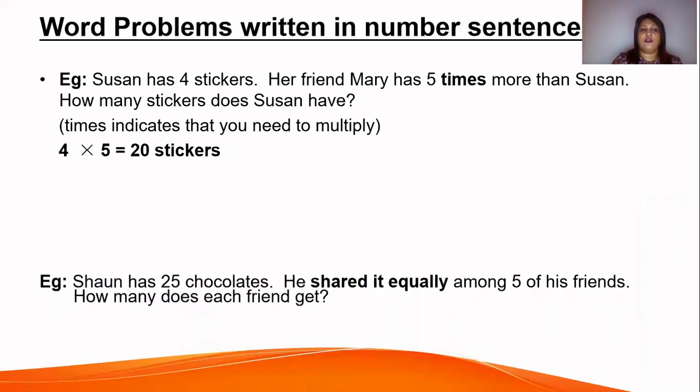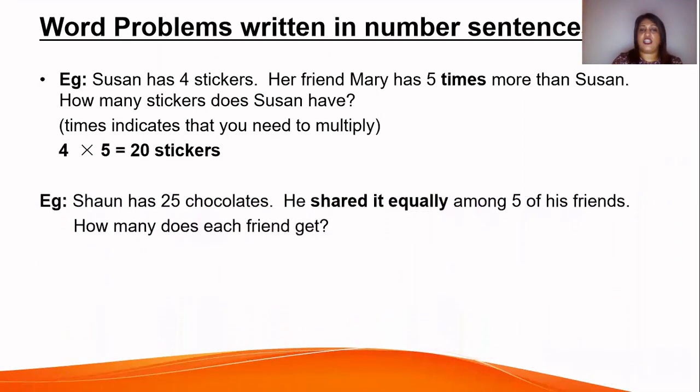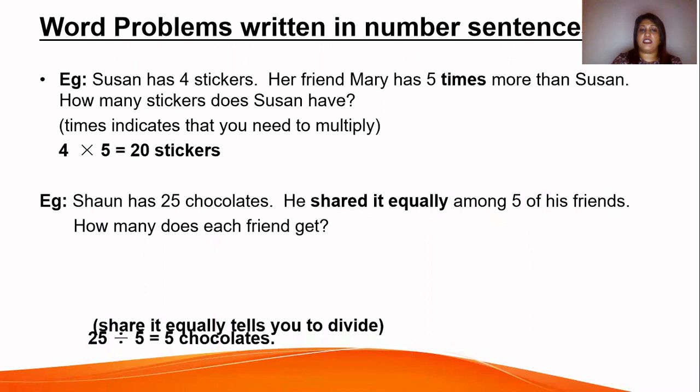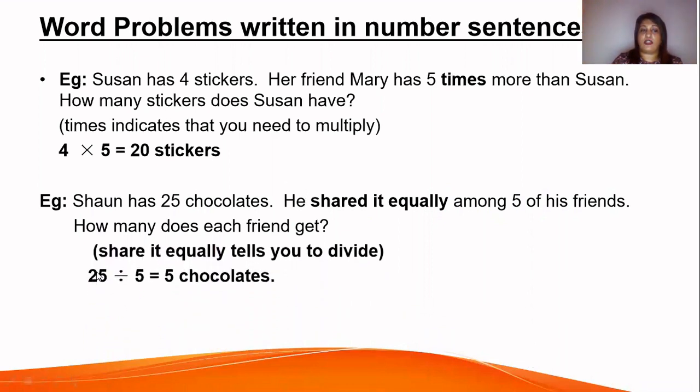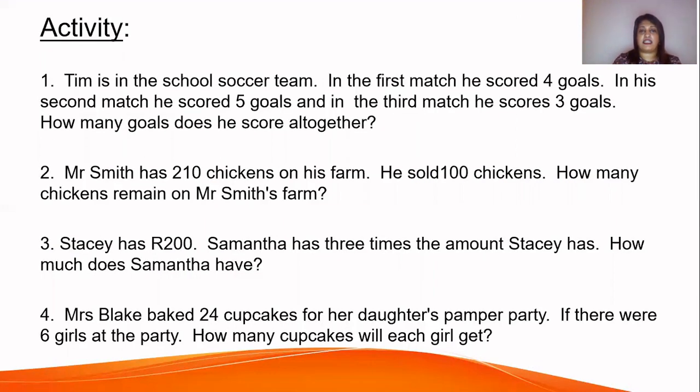Another example, Sean has 25 chocolates. He shared it equally among 5 of his friends. How much does each friend get? Now, again, shared it equally tells me I've got to divide. So I'm going to take the whole number 25, divide it by the 5 friends, and my answer will be 5. So 25 divided by 5 is equal to 5. That's my number sentence.